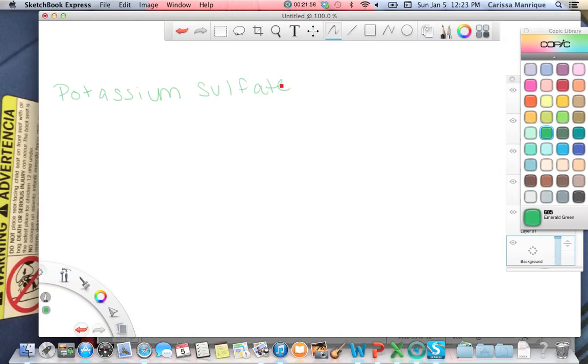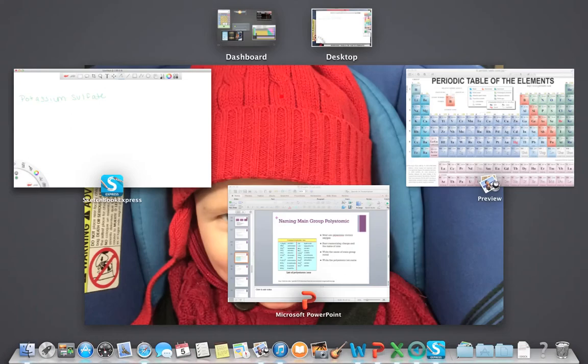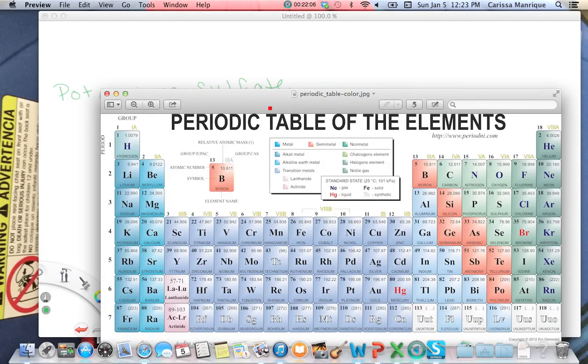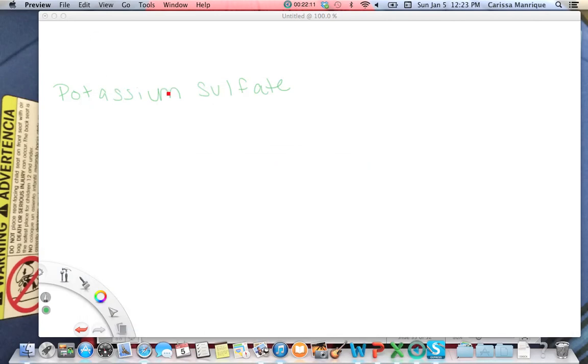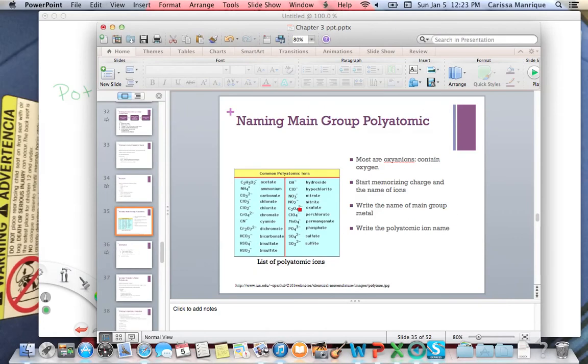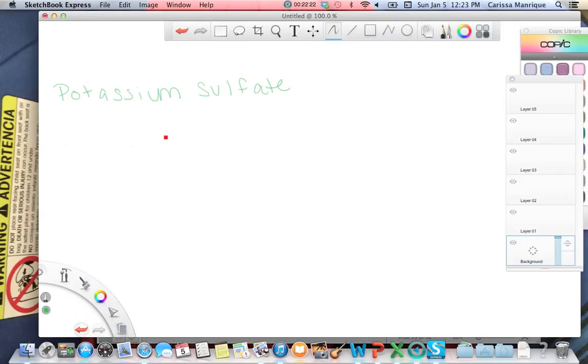Okay, we know the charge of potassium from the periodic table. Potassium is right here, K. It's a +1. And sulfate, from our polyatomic chart, is right here with a 2- charge. That's what it says on there. So just like our rules before, we're going to write potassium with a +1 and sulfate, SO4, with a 2-.